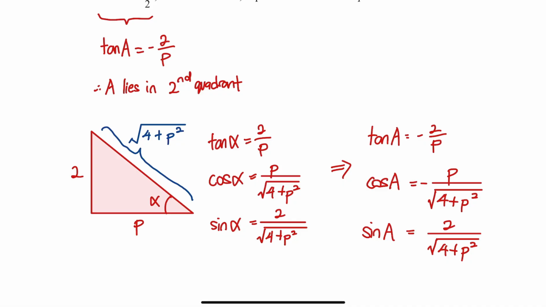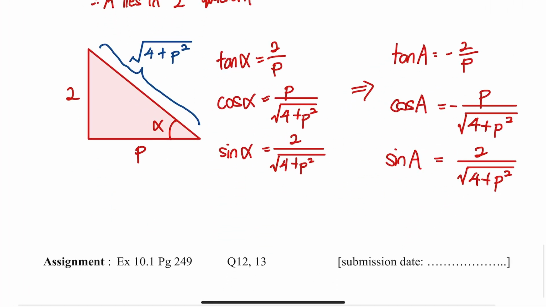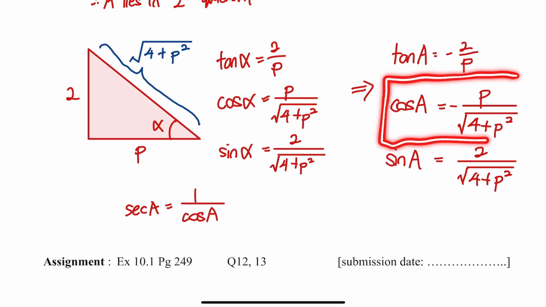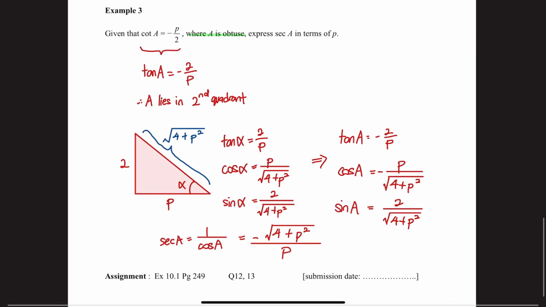So to answer the question, find secant A. I know that secant A is simply equal to 1 over cosine A. So this means it is the inverse of cosine A. Your final answer to the question is negative square root of 4 plus p squared over p. And this is your answer for example number 3.